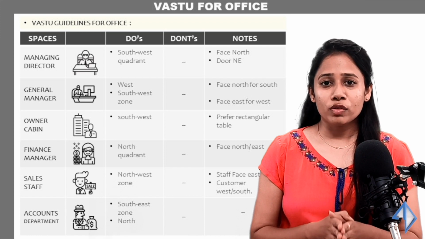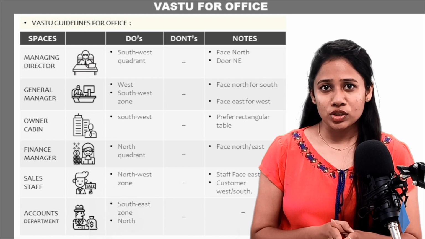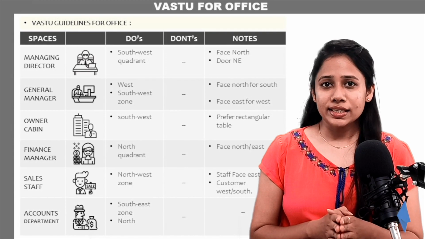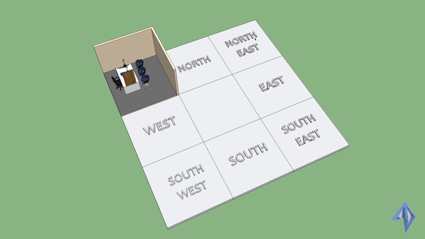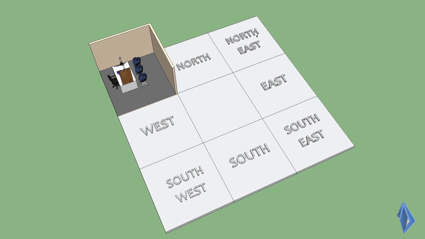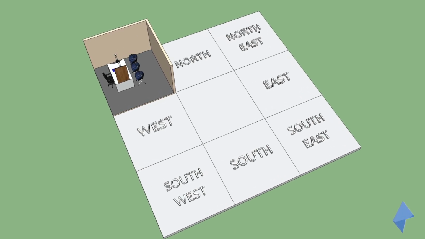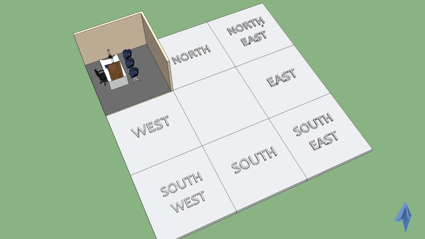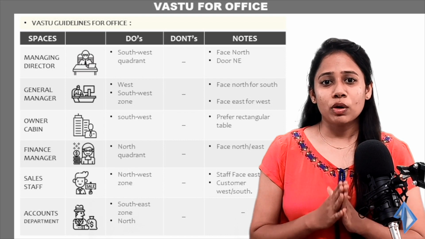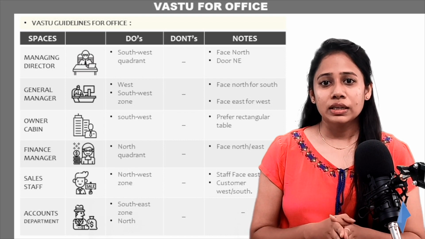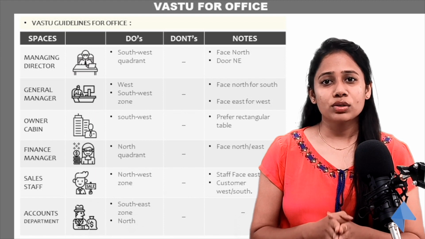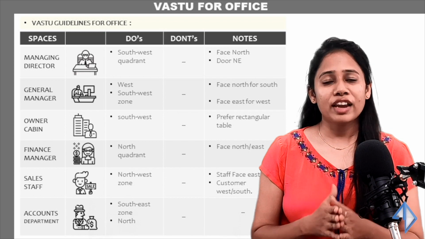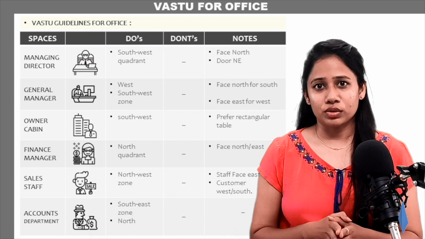The manager should always face north, and if not possible in the north direction, east facing is preferred. Staff like sales staff should always be in the northwest zone because sales need to be spread away in the market. So northwest is of constant change and the element that rules is air. So the sales staff should always be placed in the northwest zone and the staff should face east or north direction. The customer sitting in front of the sales staff can face west direction or south direction.